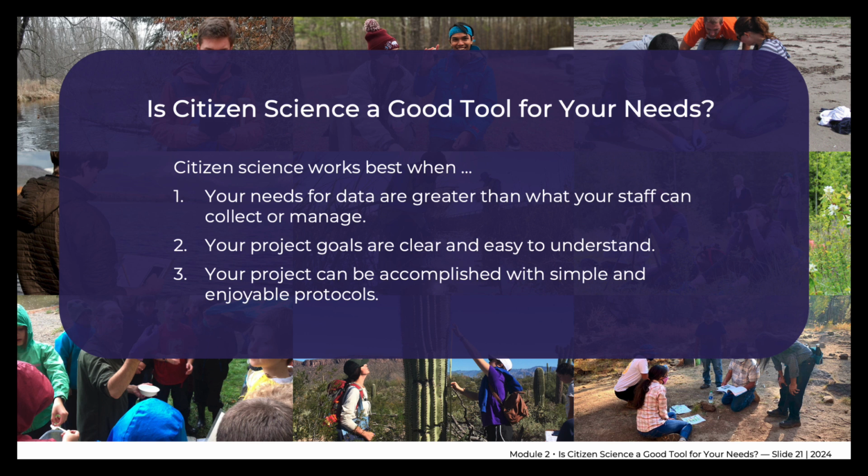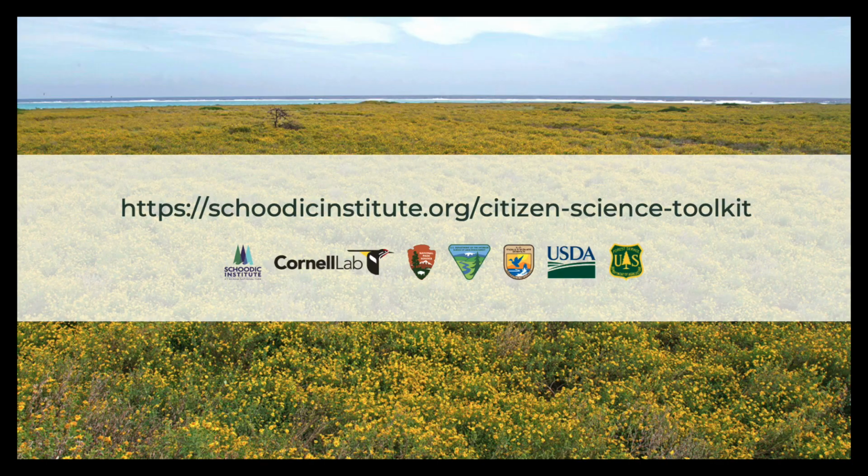Module 3 guides you in setting obtainable goals and measurable objectives for your project. Other modules in this series will lead you through various aspects of project implementation, team building, and evaluation. The accompanying Citizen Science Toolkit includes resources to further guide your project design efforts.